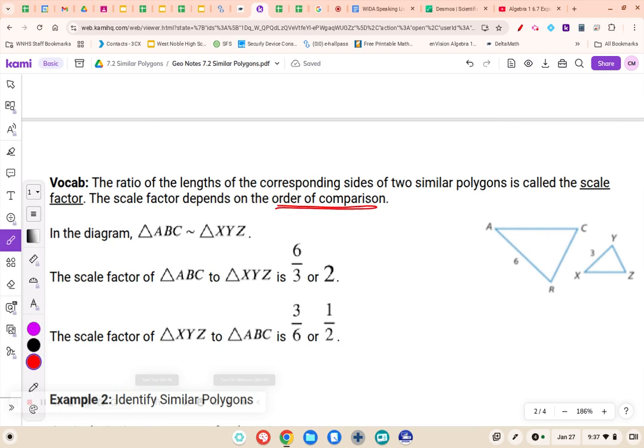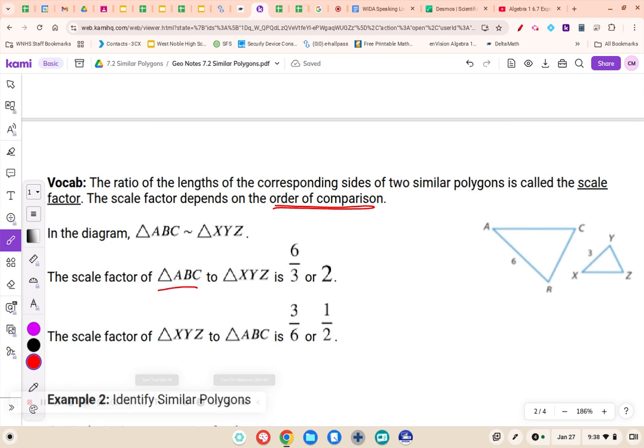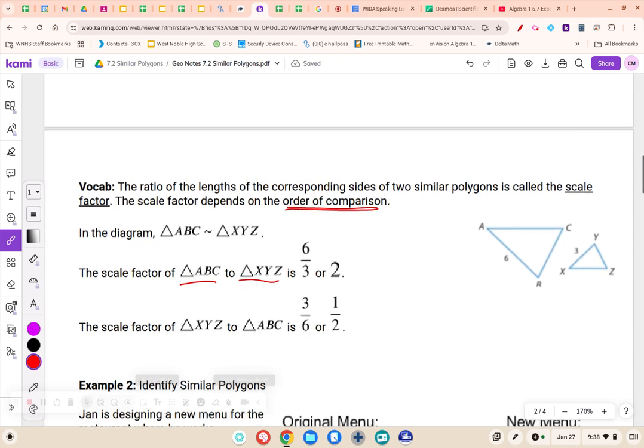So in our diagram, triangle ABC is similar to triangle XYZ. We have the scale factor of ABC to XYZ is 6 over 3, or 2. Notice, this one only gives you two pieces of information. It only gives you 6 and 3, so you hope that they match up, but you should really check. So AB is the first segment in our similarity statement, which means that matches up with XY. So we do have the similar sides, even though they're not orientated the same way. One's rotated compared to the other.